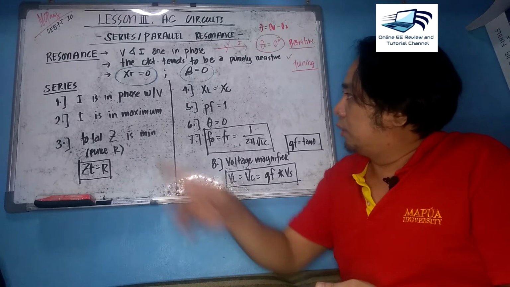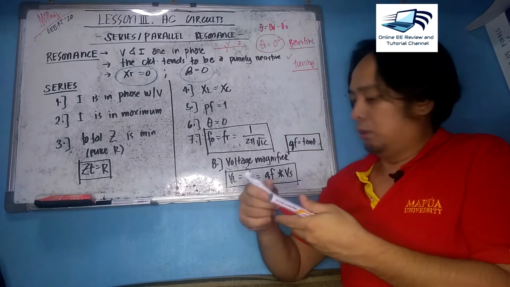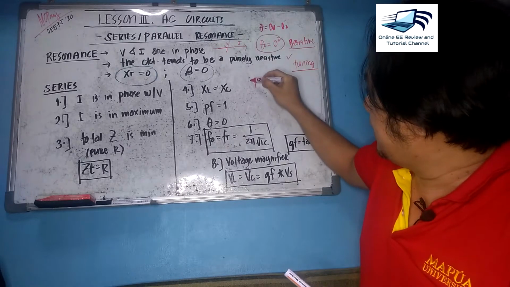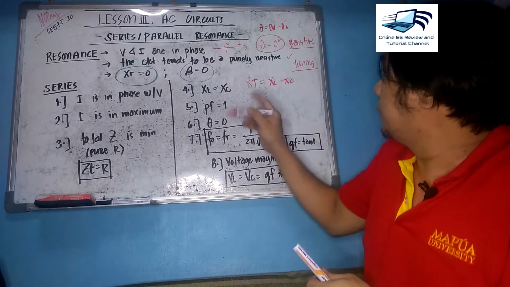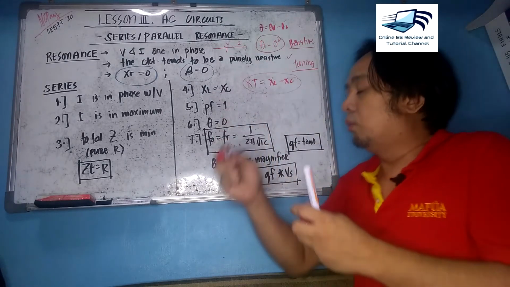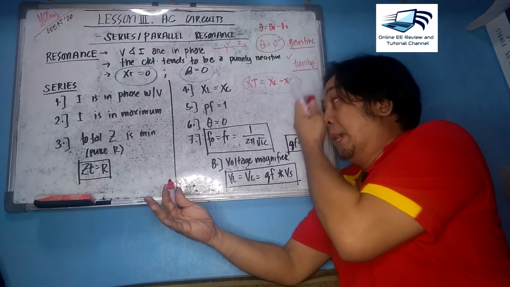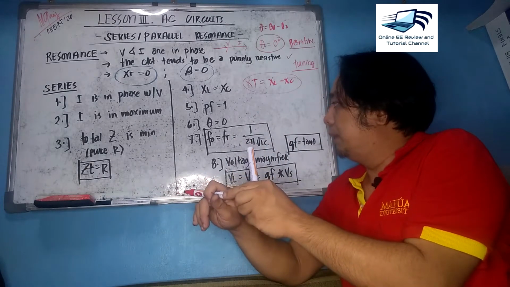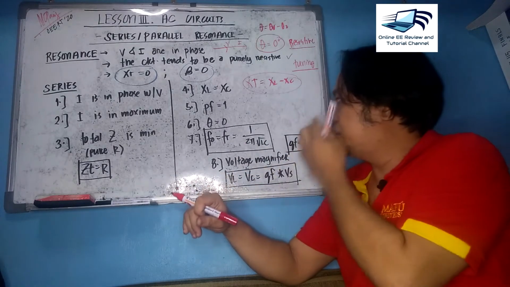Number 4, if you can still recall our equation, XT, or total reactance, is XL minus XC. In order for XT to become 0, XL must be equal to XC. So the power factor is equal to 1, and the angle will become 0 because the voltage and current are in phase with each other.